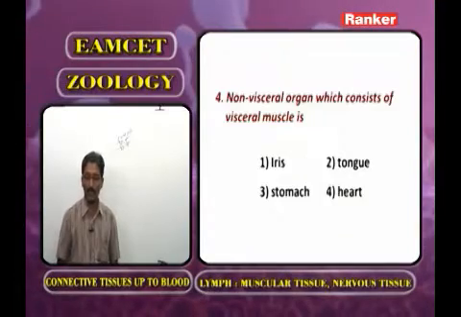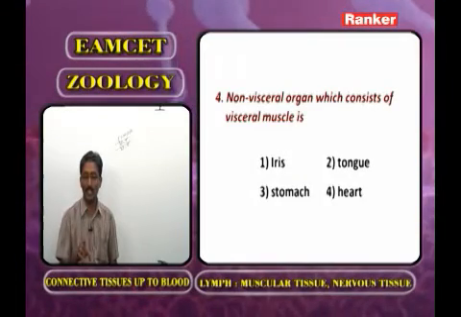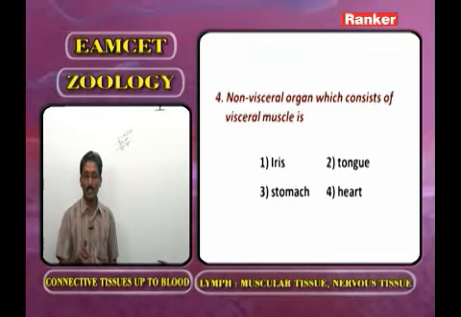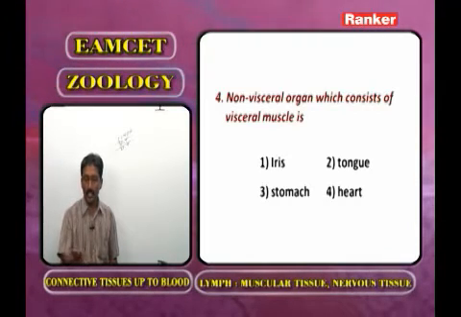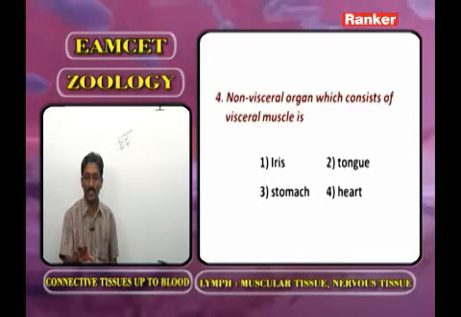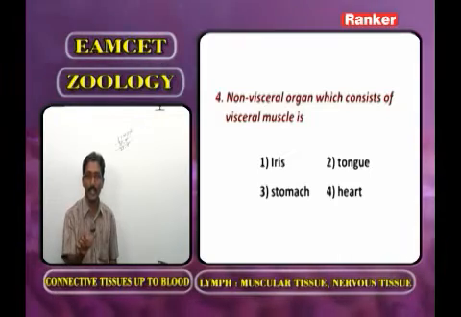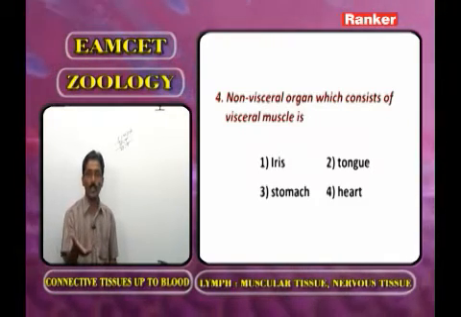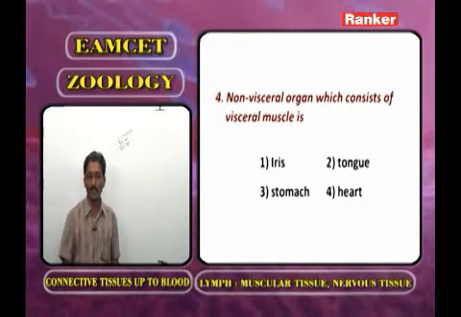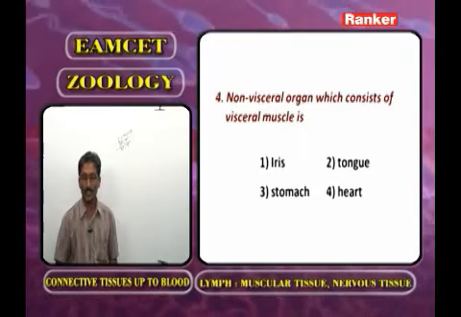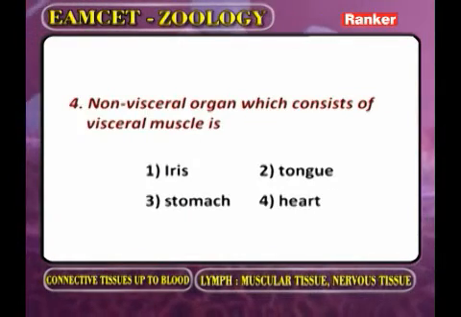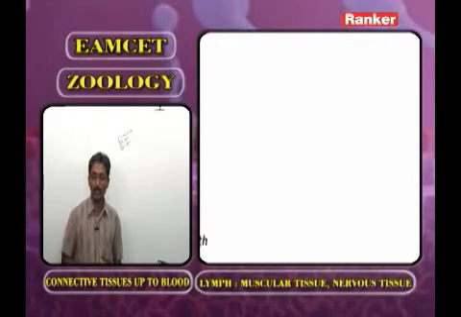Now you have to identify. Here, what is the non-visceral organ? Iris, tongue, stomach, and heart. In these four options, what is the non-visceral organ? We call it the iris. In the iris, what is present? The smooth muscles are present. Now the answer for this question is the first one, the iris. Now we go for the next question.